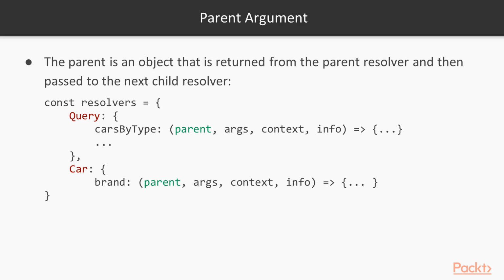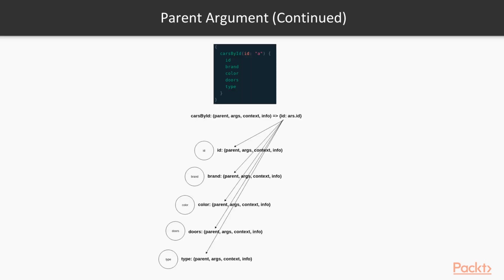The first one is the parent argument. The arguments are positional, which means the order is important. The parent is an object that is returned from the parent resolver and is passed down to the next child resolver. Let's take a look at this example and visualize how the parent argument is passed from a parent resolver to a child resolver. In this example, carById is our query. The carById resolver gets executed on the backend, and the ID gets passed to every single type which is backed by a resolver function. So this ID gets passed as an argument to every single child resolver.